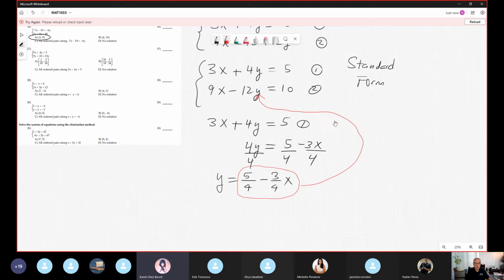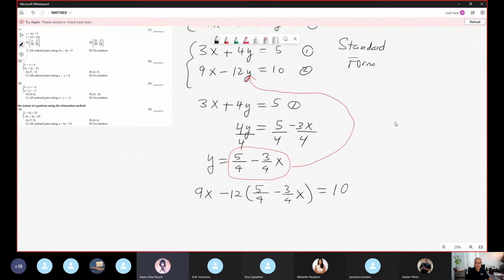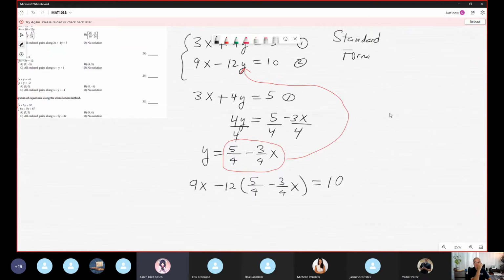Okay, nice. So it's 9x minus 12, parentheses, 5 over 4 minus 3 over 4 x, equal 10. The only thing I did was replace y with this expression, that is 5 over 4 minus 3 over 4 x. Some students say, well, professor, you can do it that way, or when you divide by 4, you copy 5 minus 3x over 4. Either way, this is okay.